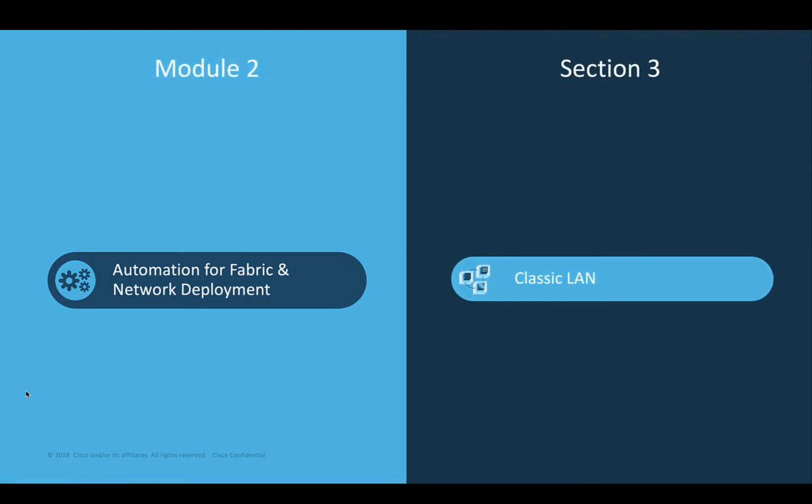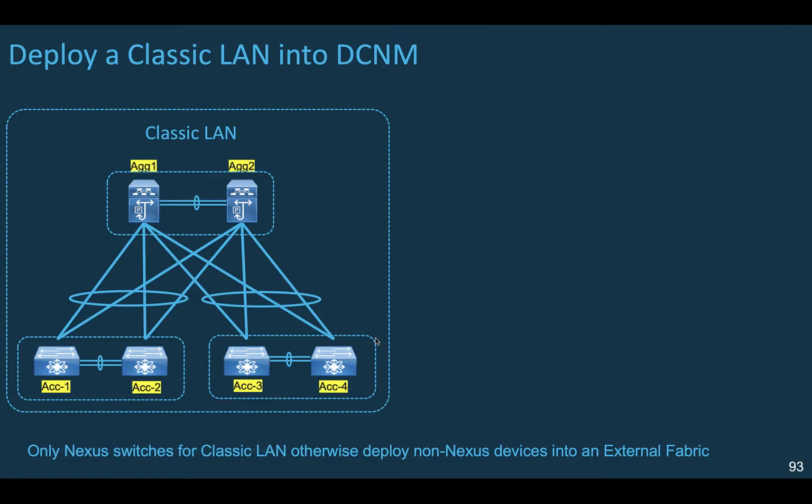Let's now have a look at the Classic LAN operations with DCNM. The concept of Classic LAN is to automate and operate the data center networks based on classic Ethernet transport running with NX-OS, right? So all Nexus series, including the Nexus 5K, 7K, and the FX, are supported here.